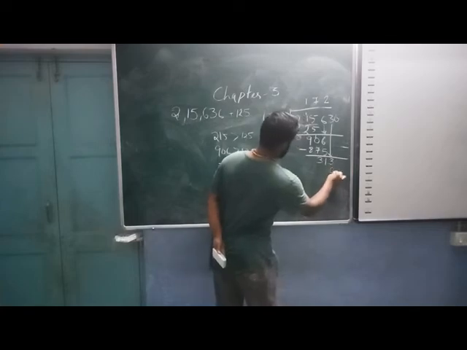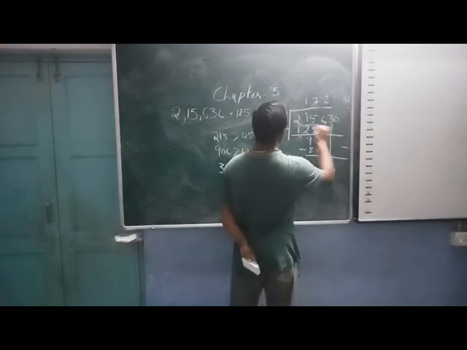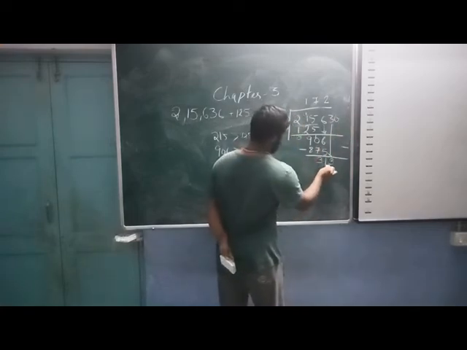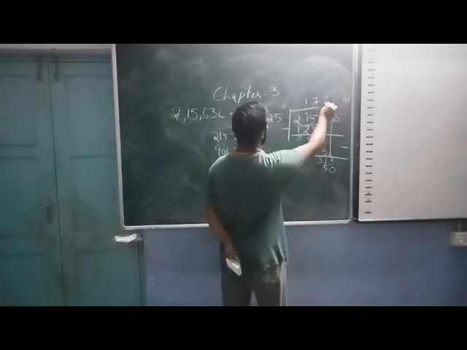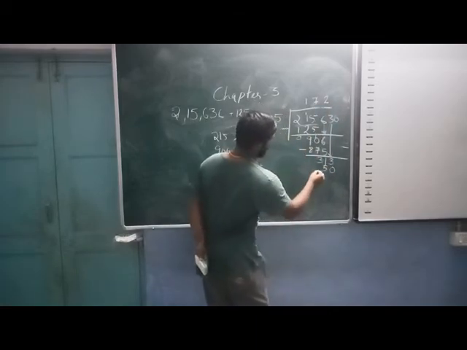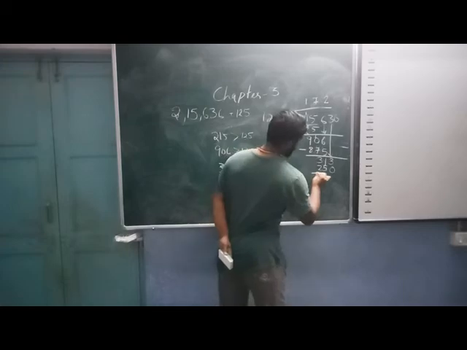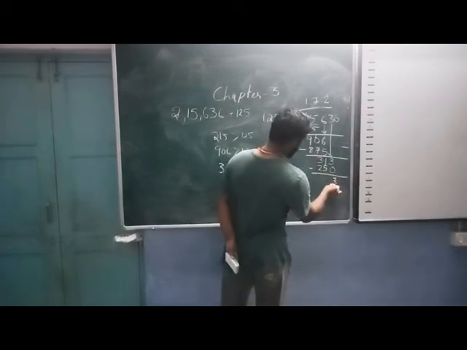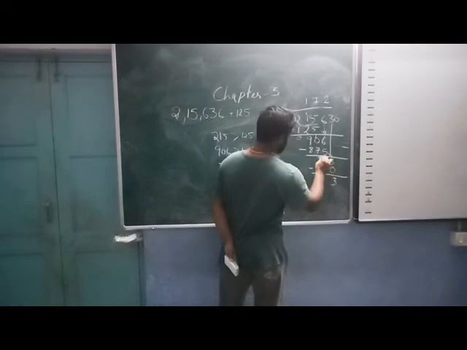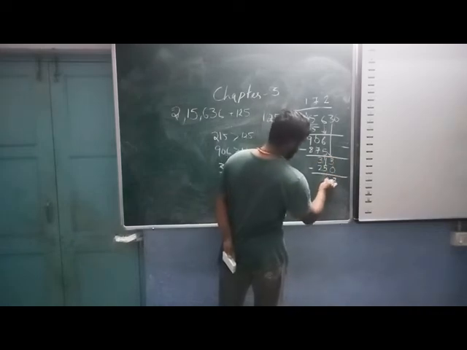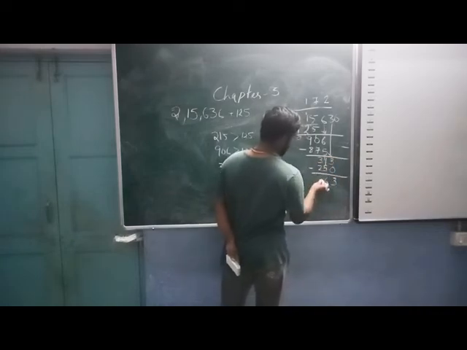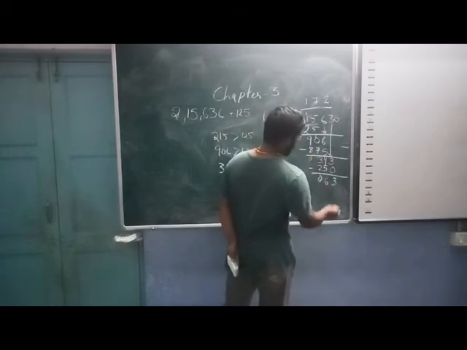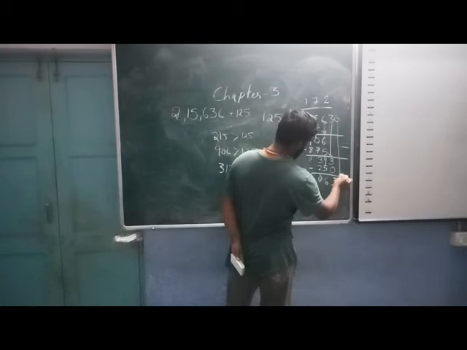So that means 10, carry 1. So 2 2s are 4, 5. Then again 1 2s are 2. So 250. So again subtract. So what do we see? You get 3. So this is a bigger digit. So borrow 1. So you get 6. So this is 0. Here is also 0. So now we bring this number here.